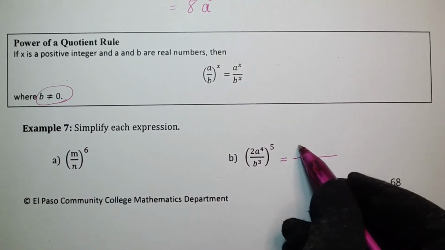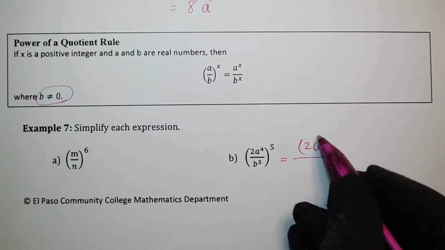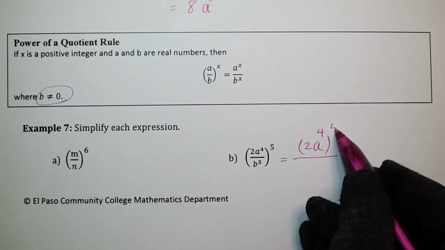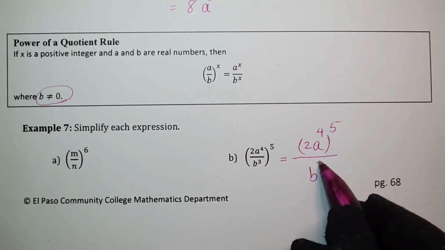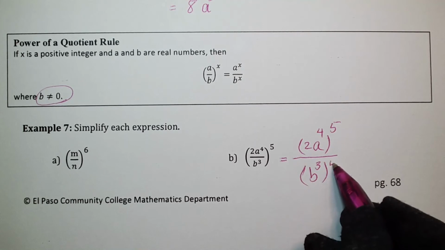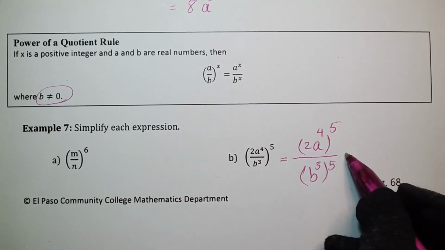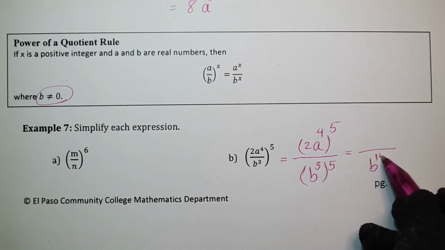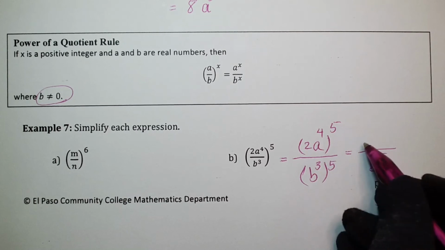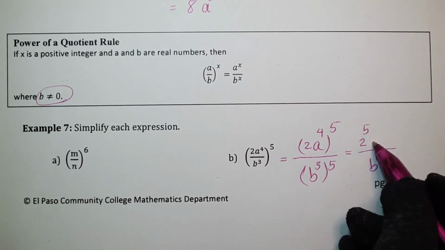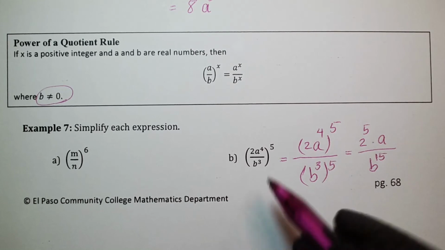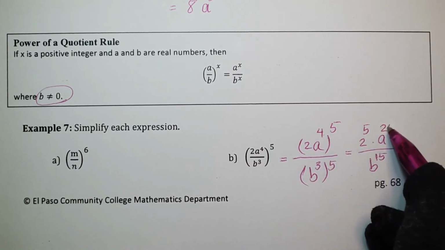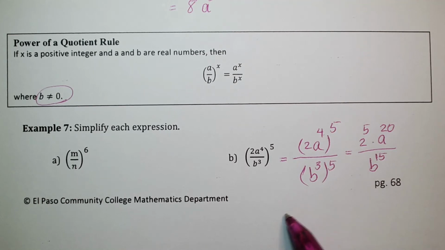So you can write it as 2a to the power of 4 to the power of 5 over b cubed to the power of 5. To simplify, denominator is b to the power of 3 times 5, 15. 2 to the power of 5 times a to the power of 4 times 5, 20. You can write the final answer as denominator b to the power of 15.